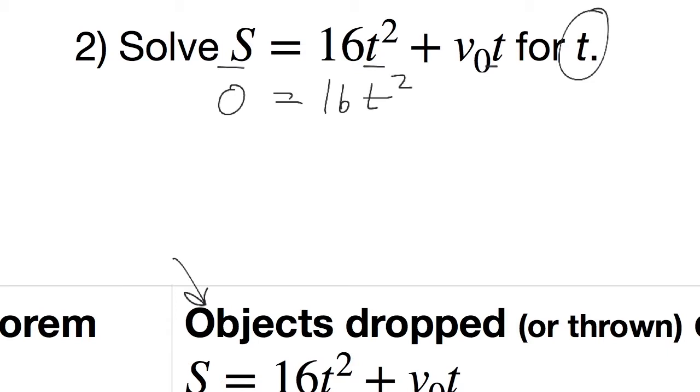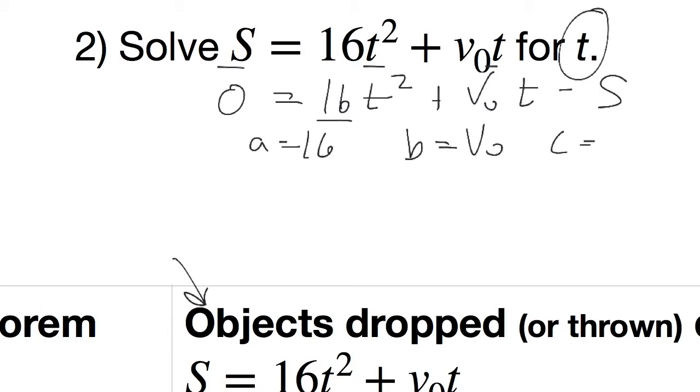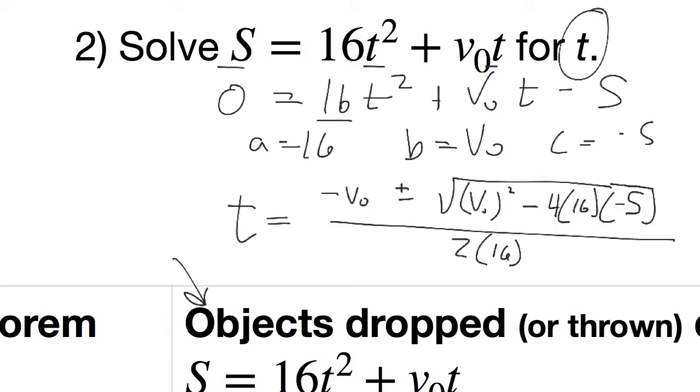16t squared plus v0t minus s. And because this is a quadratic equation, we can just plug a equals 16, and b equals v0, and c equals negative s into the quadratic formula. And what we get is this. You get t is equal to negative b plus or minus the square root of b squared minus 4ac, all over 2a.